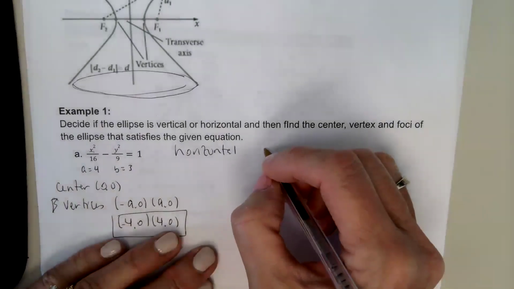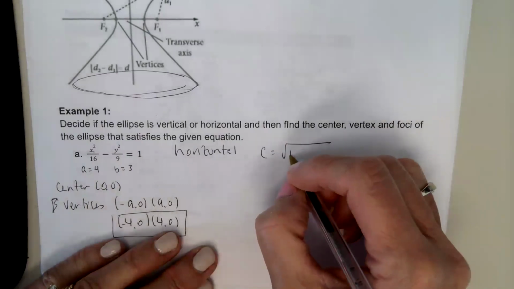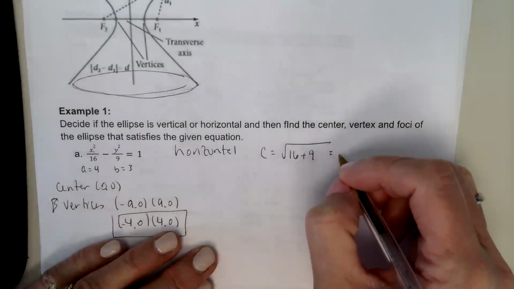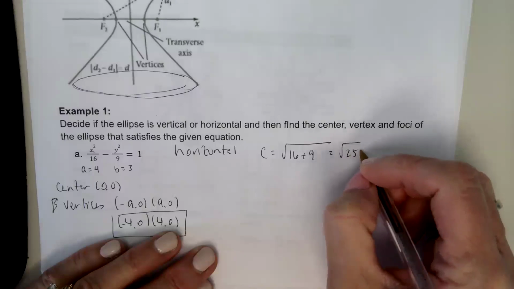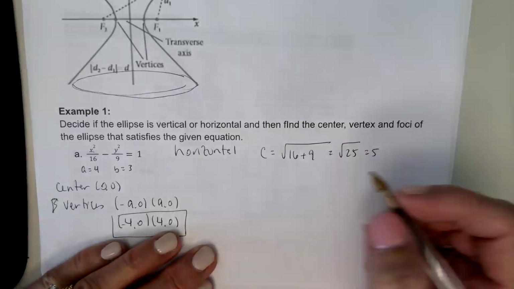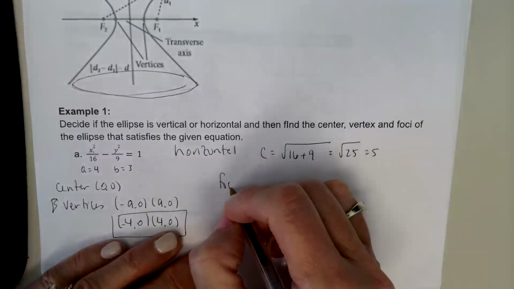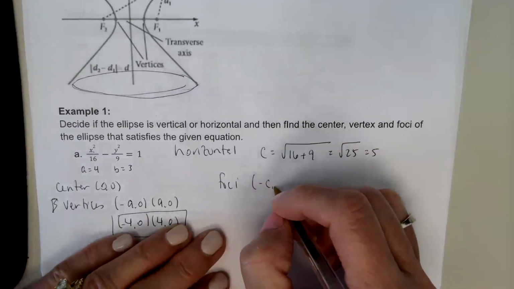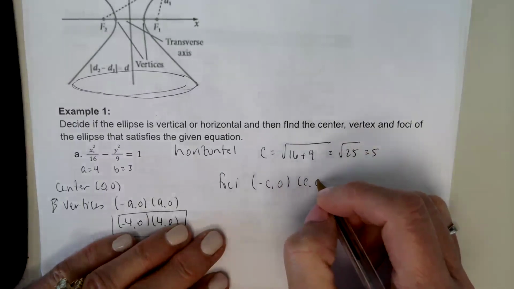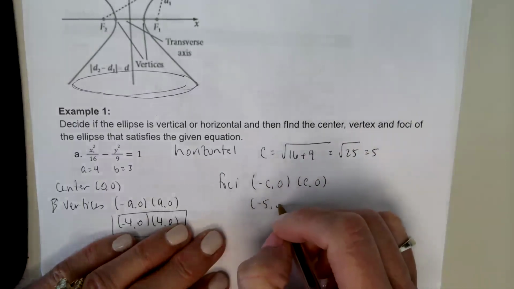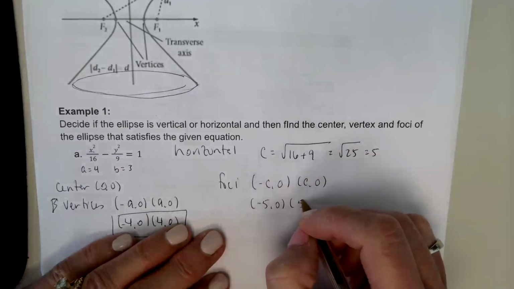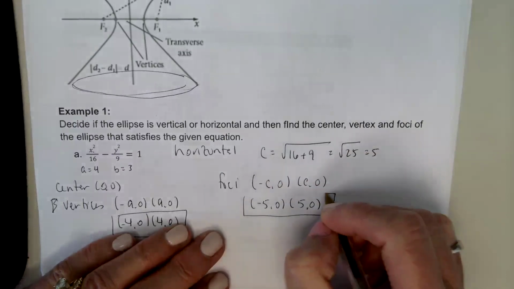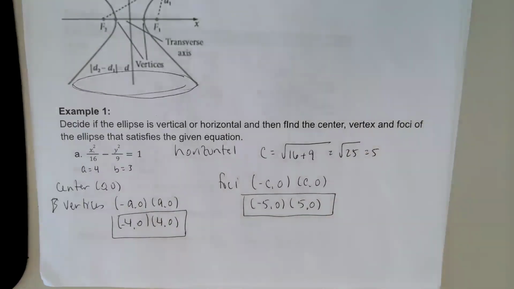And then we have to find C. So C is 16 plus 9, the square root. So the square root of 25. So C is equal to 5. And so to find our foci on this one, it's a negative C, 0 and C, 0. So our foci are negative 5, 0 and 5, 0 on that one.